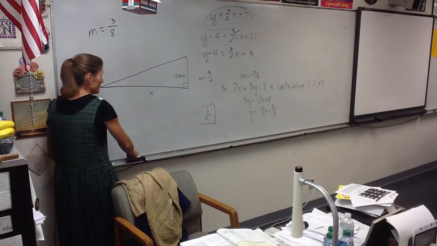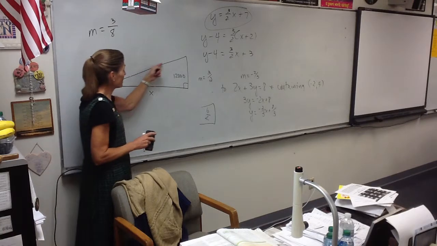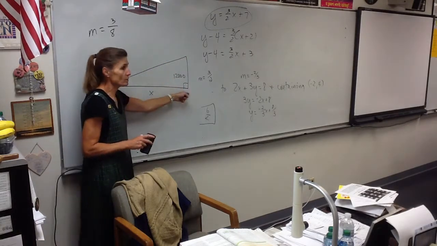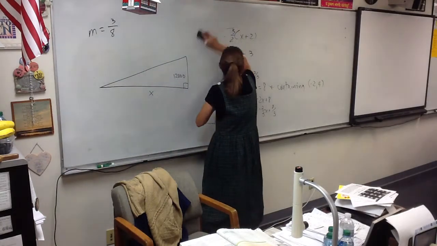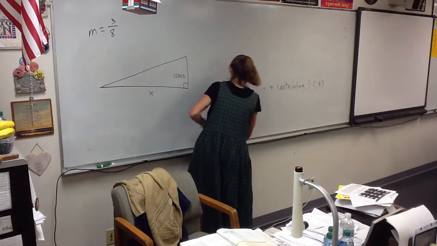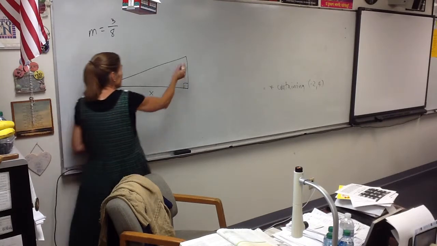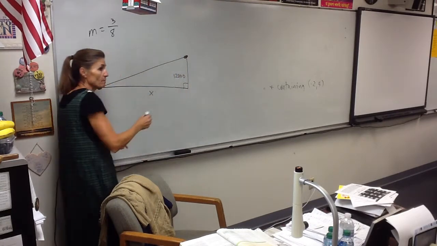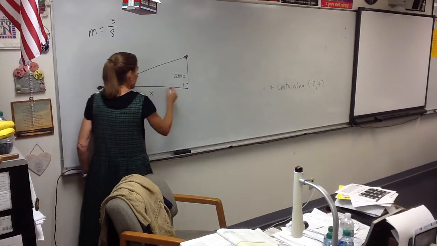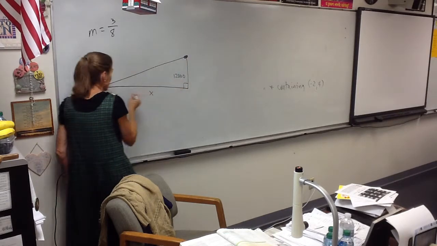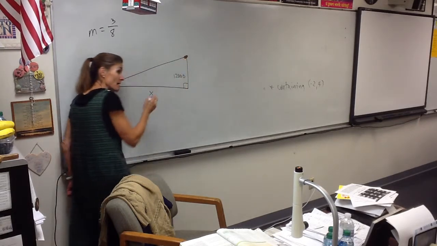Now, we can do this a couple of different ways. This is the horizontal. Here's the airplane flying up into the sky. This is how far he's gone horizontally. This is where the airplane started, and this is where he's going to be when he's 12,000 feet above the ground. So we know that this is how far over he went, and this is how far up he went. So to get from this point to this point, I would count over x and up 12,000.